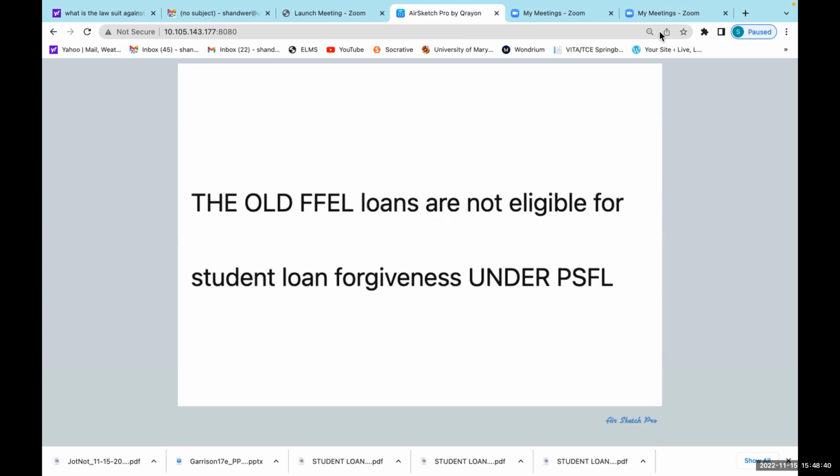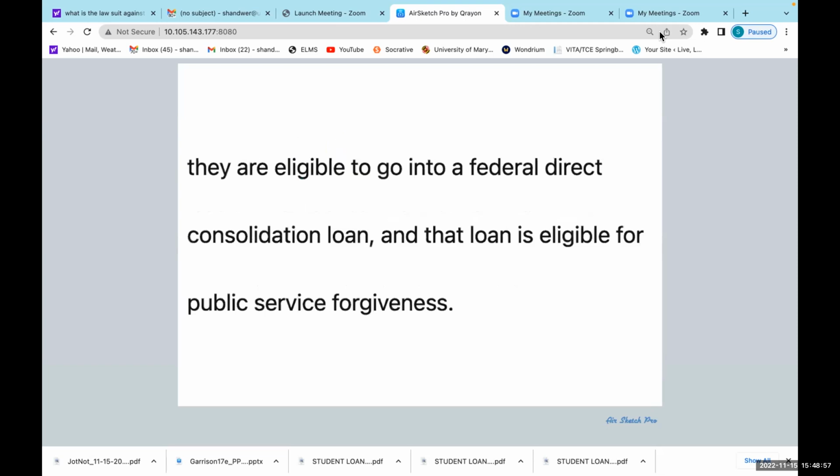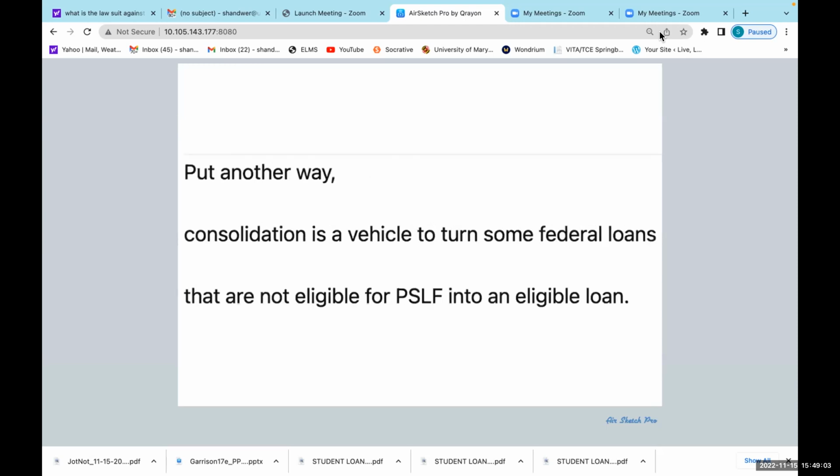This is just in case somebody is older like me in the audience. These ended in 2011. Just to give you an idea, we're not going to get into too much detail, but they're not eligible for student loan forgiveness. So we don't need to go much further into that. They can go into a consolidation loan, but that's about it. Okay, so let's move forward.